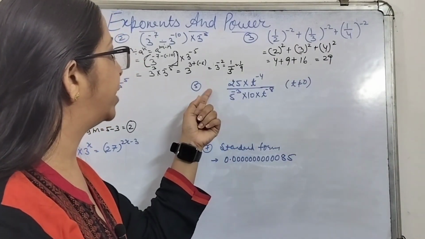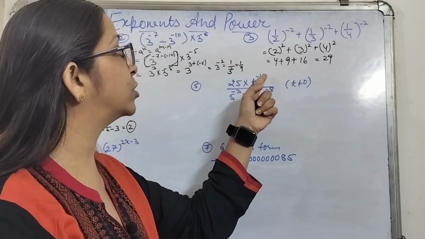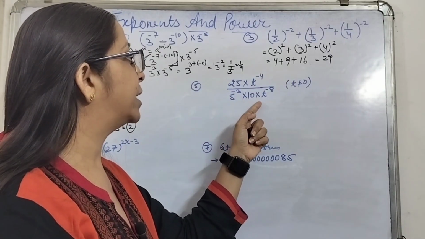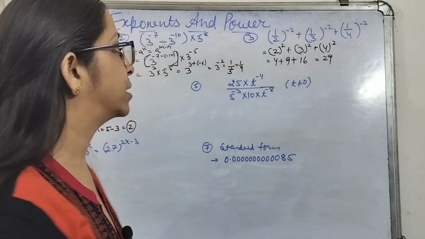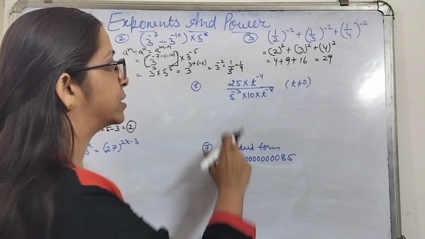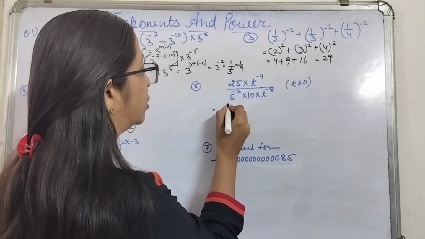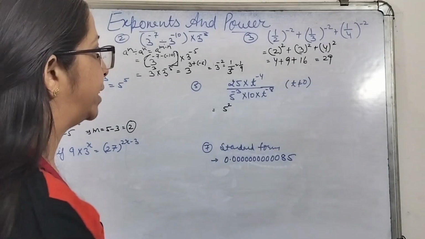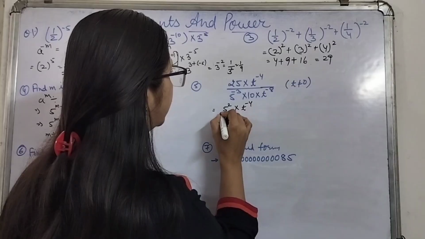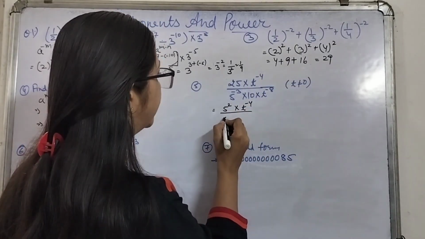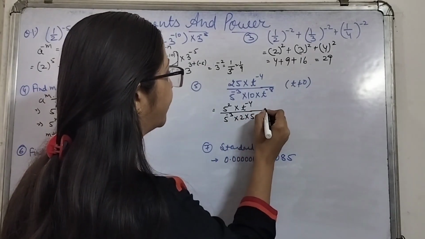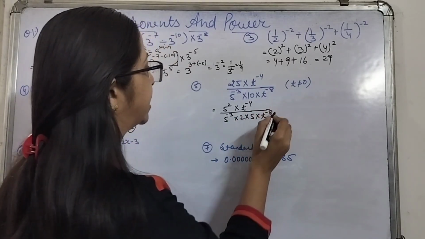The next is simplify 25 into t raised to the power -4 divided by 5 raised to the power -3 multiplied by 10 multiplied by t raised to the power -8. Here t is not equivalent to 0. Now we will be factorizing all the numbers. Now 25 could be written as 5 raised to the power 2, 5 into 5 is your 25. So 25 could be written as 5 raised to the power 2 multiplied by, I am writing it as it is for now, t raised to the power -4. Here it is 5 raised to the power -3. 10 could be written as 2 multiplied by your 5. And it is your t raised to the power -8.